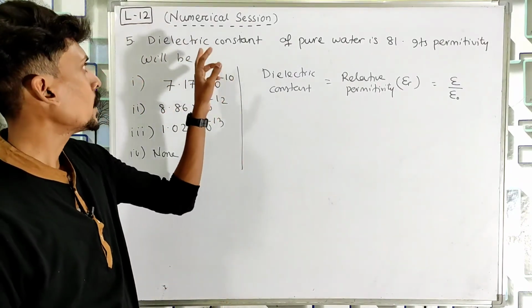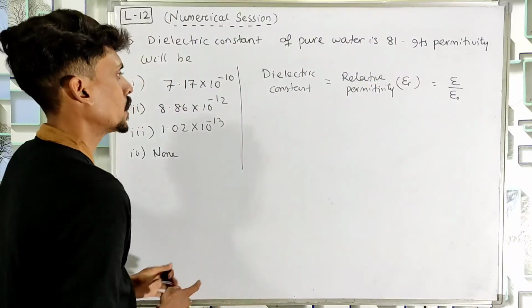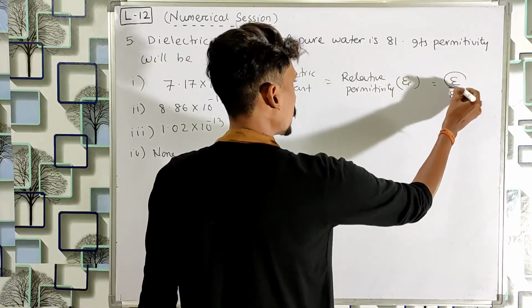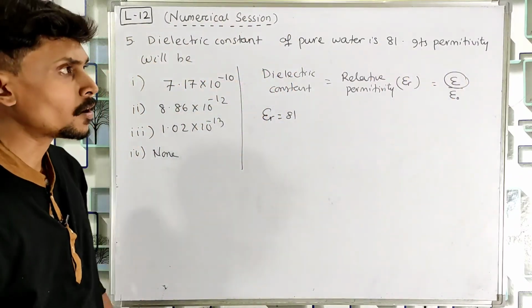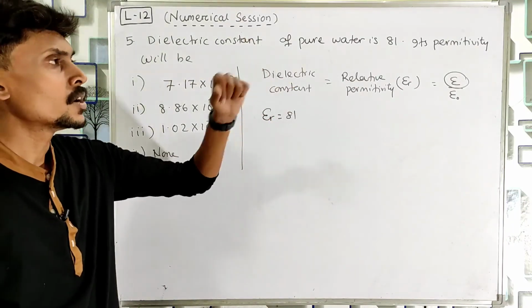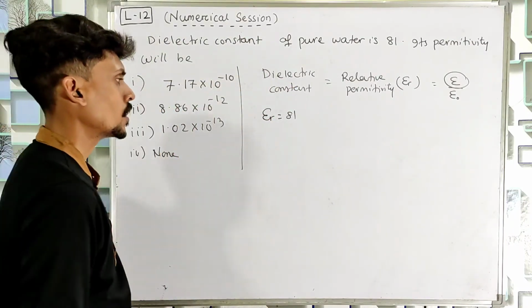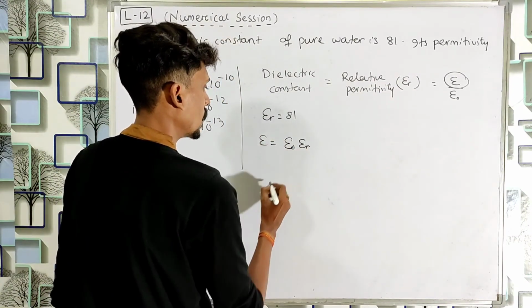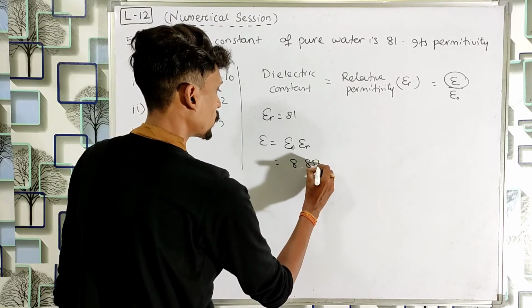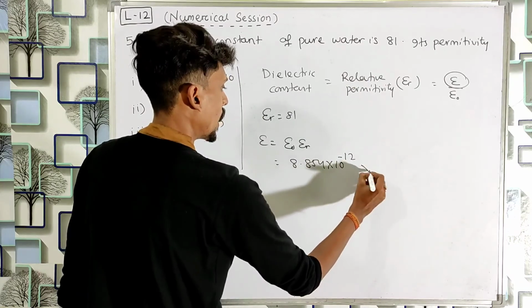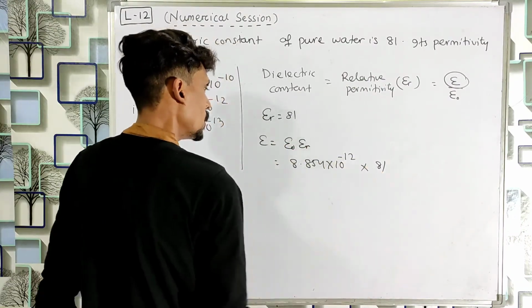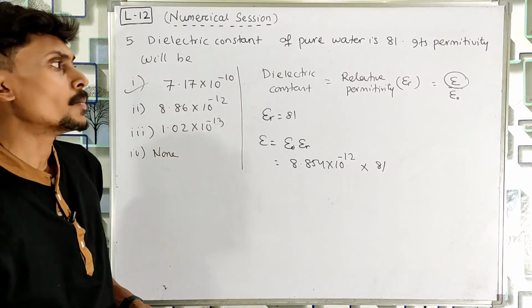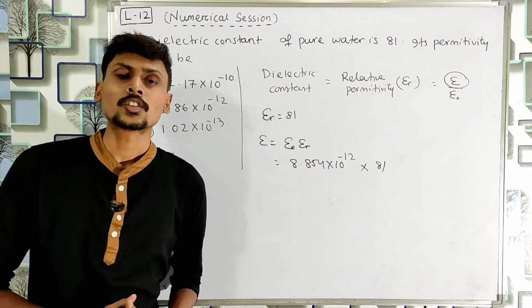So if the dielectric constant of water is 81, it means epsilon r is equal to 81. And we have to find the value of epsilon. Epsilon is the absolute permittivity of that medium, in this case the permittivity of water. So epsilon will be how much? Epsilon naught into epsilon r. Epsilon naught is 8.854 into 10 to the power minus 12 and epsilon r is given as 81. If you multiply, you will get this answer, 7.17 into 10 to the power minus 11. So in this way you can solve this question.